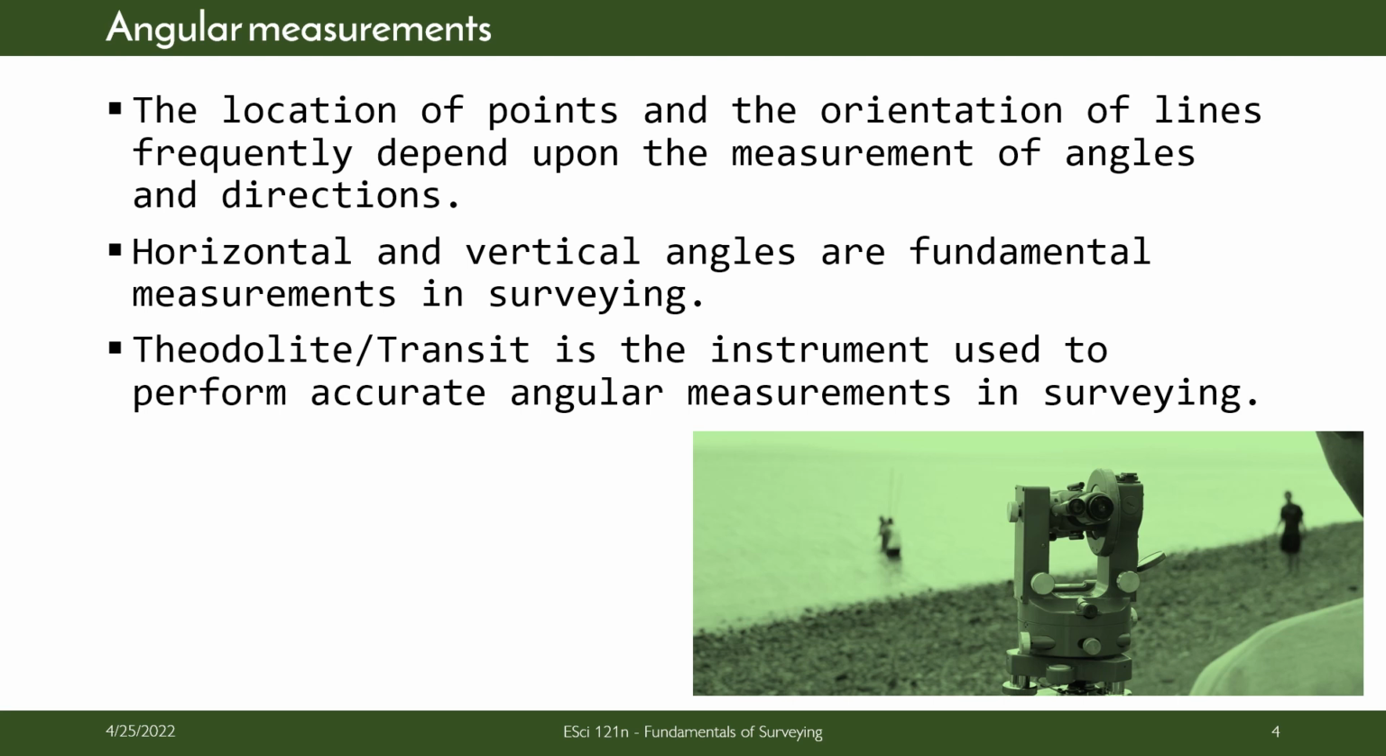Horizontal and vertical angles are fundamental measurements in surveying. We are not only dependent on the horizontal, but we also measure vertical angles. Say that you have some features on the ground that we need to measure, and that point is somewhere far or somewhere high. Then we have this instrument, what we call the theodolite or transit, which is the instrument used to perform accurate angular measurements in surveying. So we can measure horizontal angles or vertical angles.